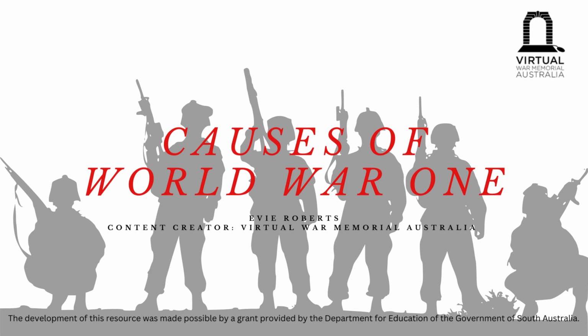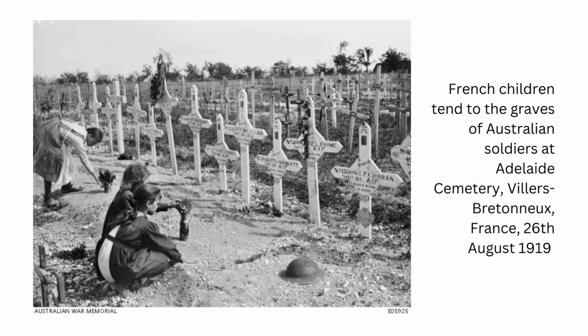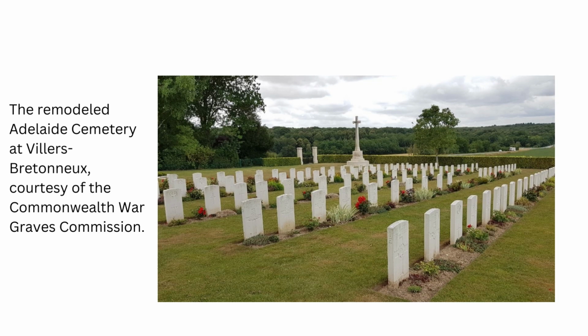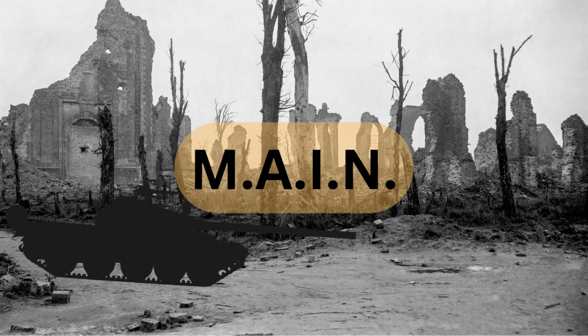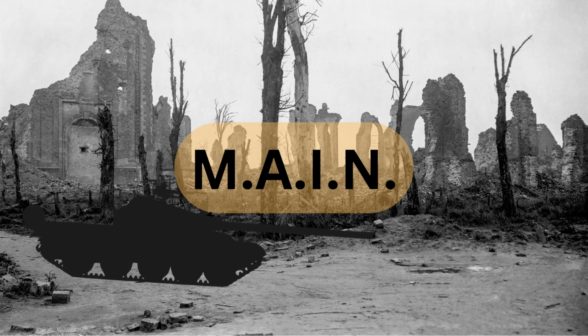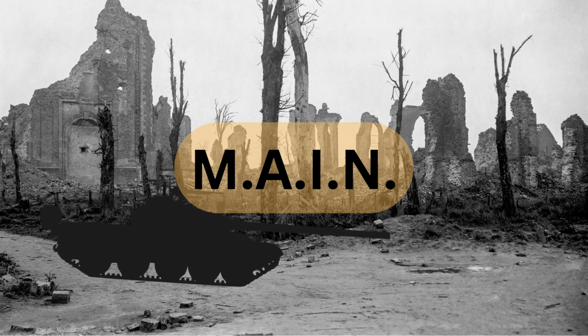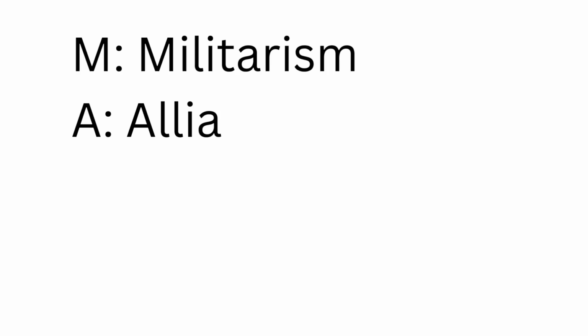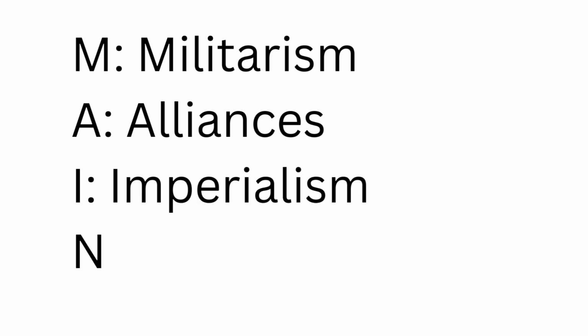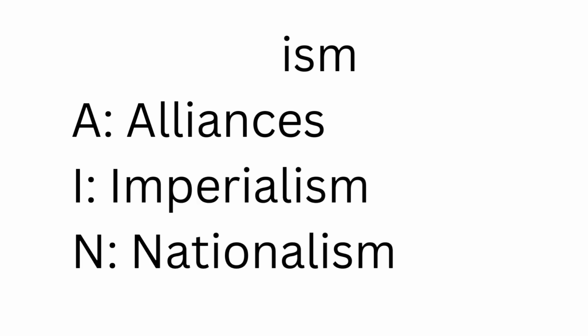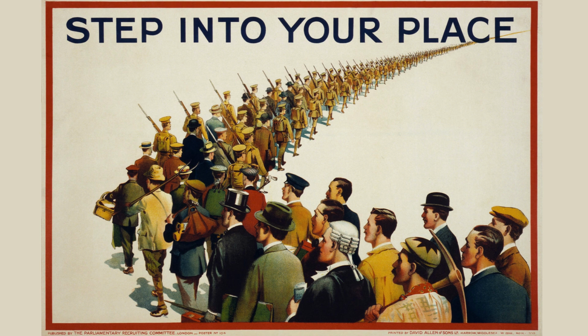Over a century has passed since the beginning of the First World War, yet the way it shaped who we are as Australians and how we choose to go forward remains as important to our country today as it was in 1914. The acronym MAIN is commonly used to abbreviate some of the key causes of World War I: militarism, alliances, imperialism, and nationalism. What exactly do these terms mean?